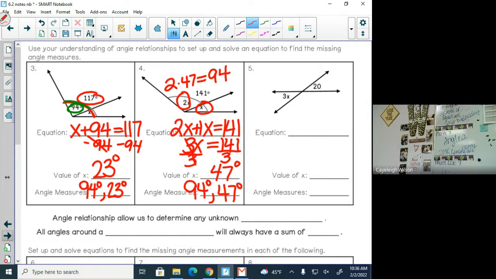Take your calculator real quick. What is 94 plus 47? 141. So when you take 94 plus 47, you get 141, which is what the angle was supposed to be. And that's how you can check yourself.